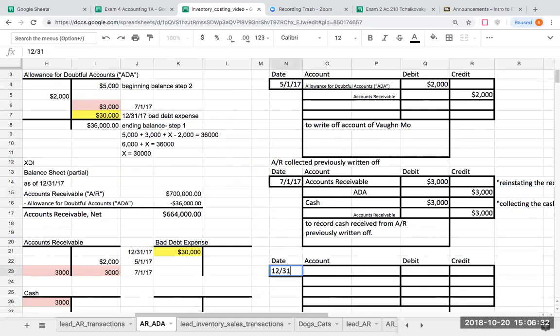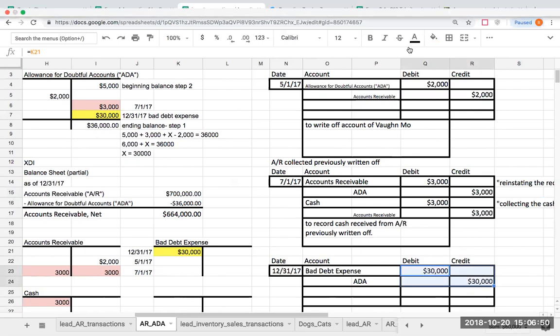It is going to be here, 12/31/17. I am debiting bad debt expense, and I'm crediting the allowance for doubtful accounts right here for 30,000 and here for 30,000. And we'll highlight these here in yellow.